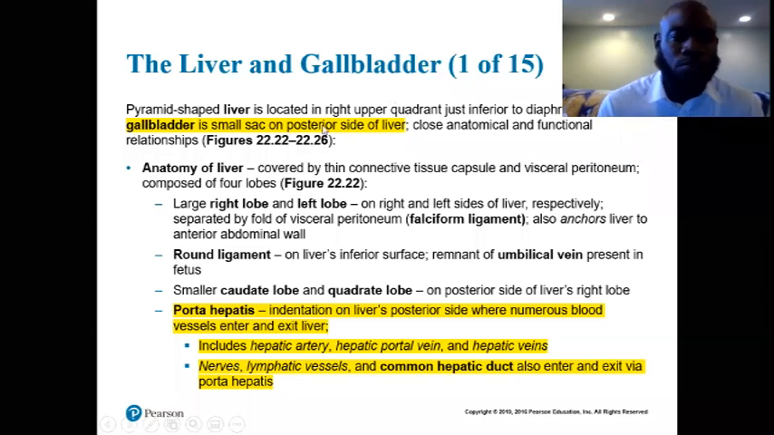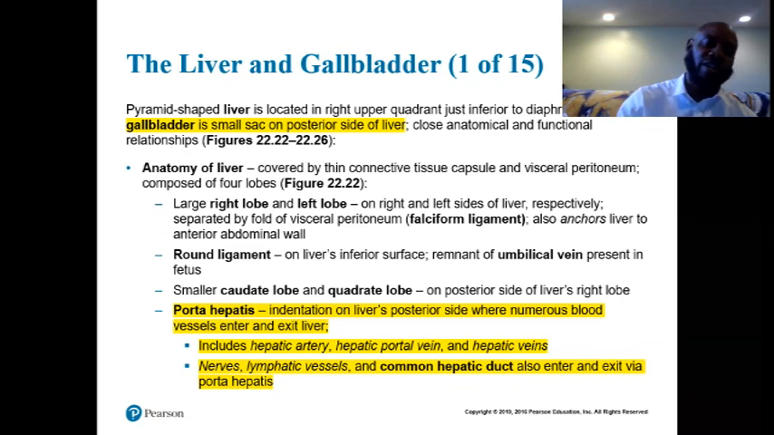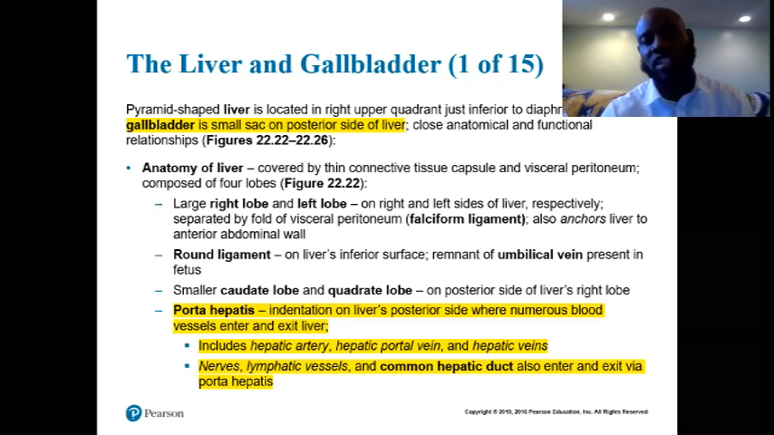Okay, so the liver is, as you see here, pyramid shaped, located in the right upper quadrant, just inferior to the diaphragm. We saw it in the other diagram, near the stomach. Remember, the esophagus passes through the diaphragm. The stomach, the pancreas, and the liver are kind of all right there. The gallbladder is just a small sac on the posterior side, sort of the bottom side of the liver. And they have a close anatomical and functional relationship. So they work together.